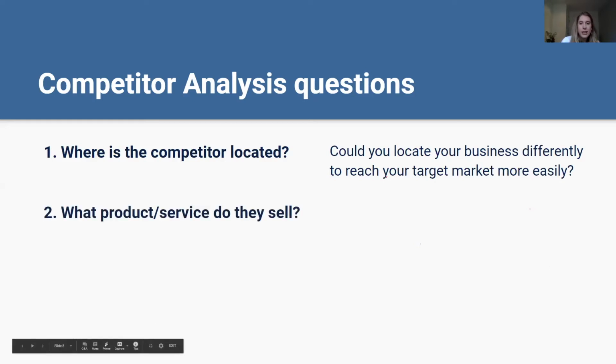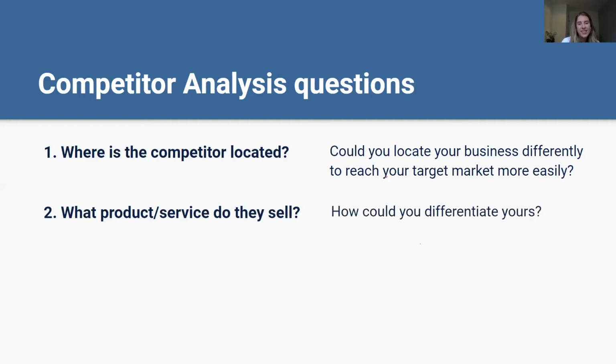The second question is, what product or service do they sell? Is it exactly the same as yours? And if it is, how might you be able to adapt your product or service to make it different, to offer something different that your customers want? Again, a really good place to refer back to is the results from your empathic interviews and your market research results. So how could you differentiate your product or service from what's already on the market?